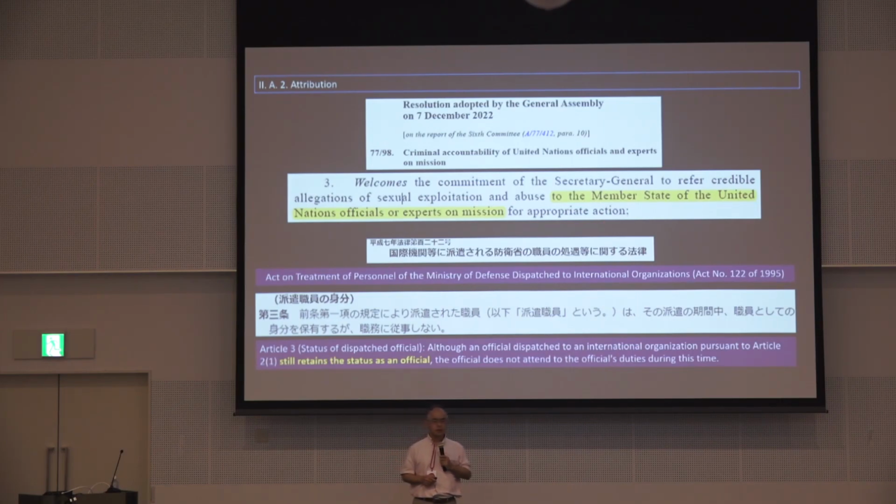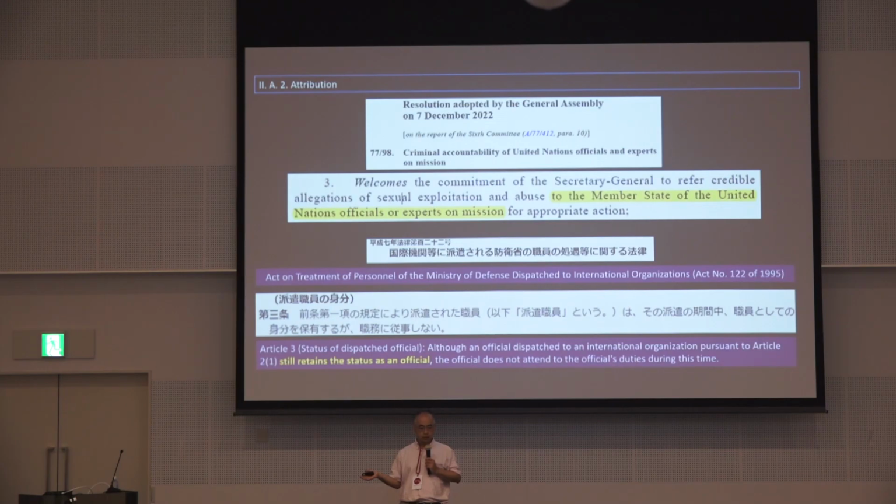What does this mean? If there is an allegation that a certain soldier of the UN peacekeeping operations committed sexual abuse or sexual exploitation, then what can we do? The point is that the United Nations has no criminal court. There is an International Criminal Court in The Hague, but of course they are not there to deal with this kind of question, right? So there's no criminal tribunal within the United Nations.